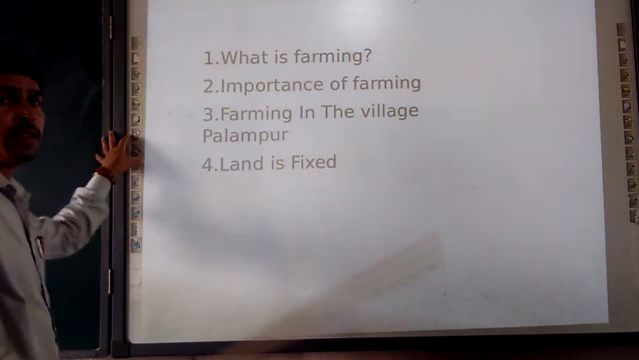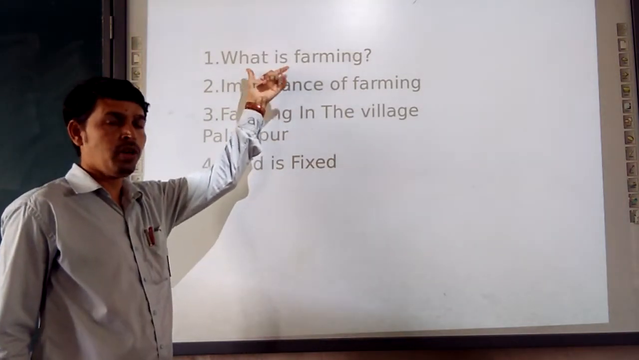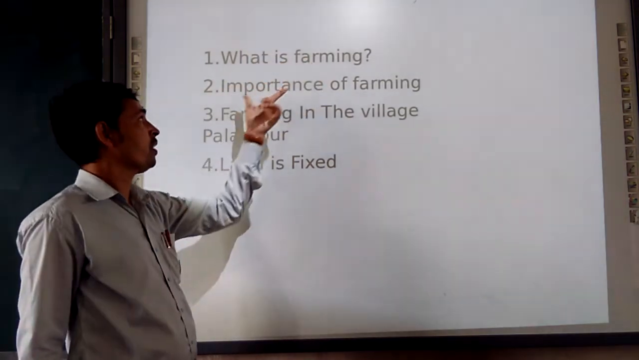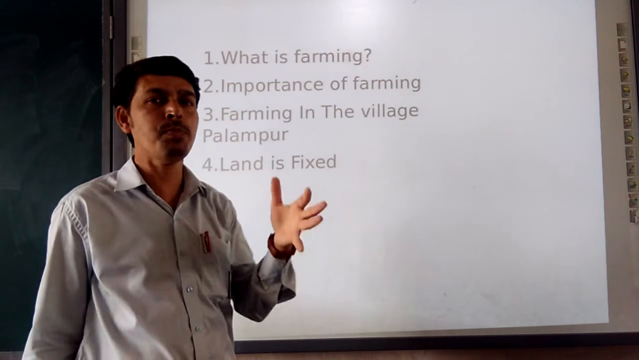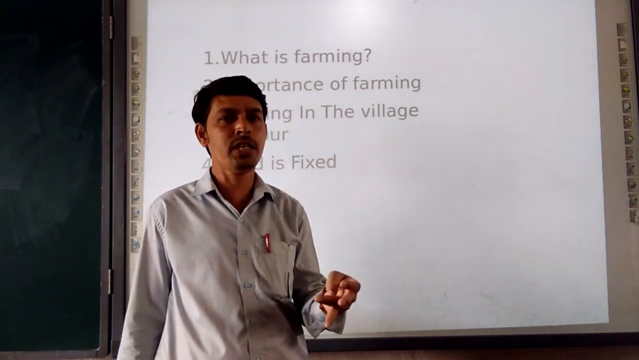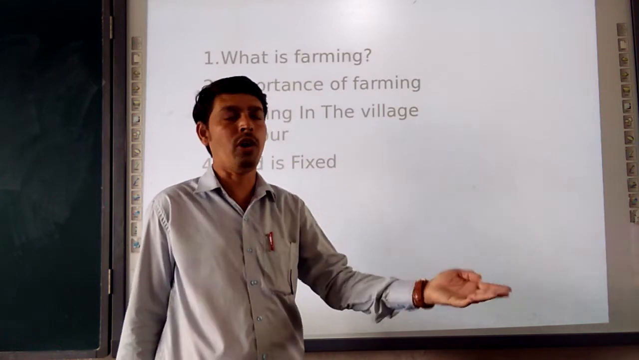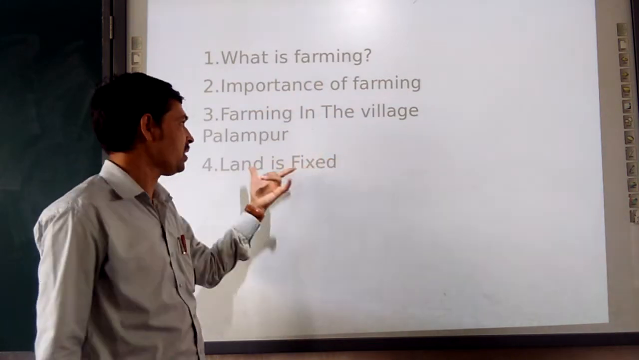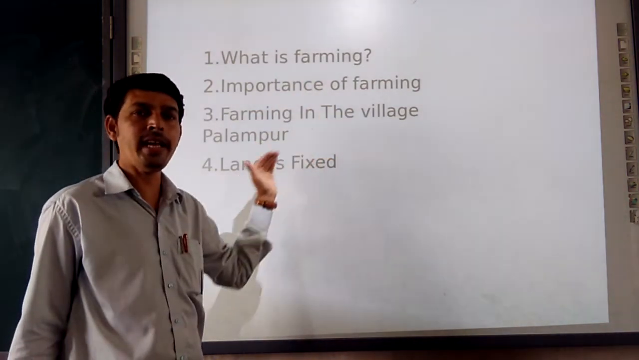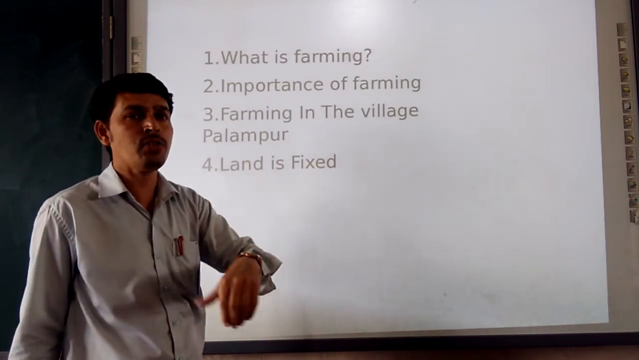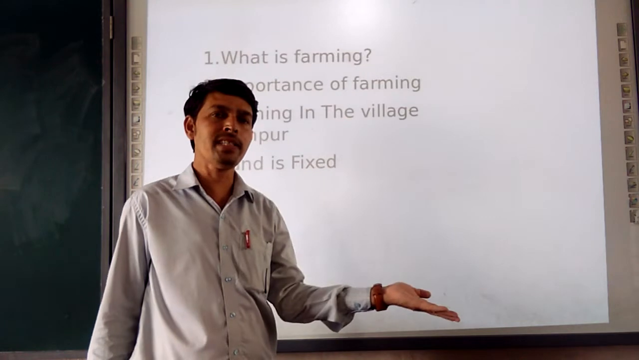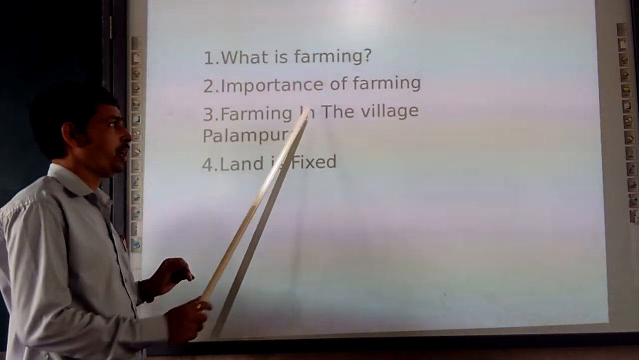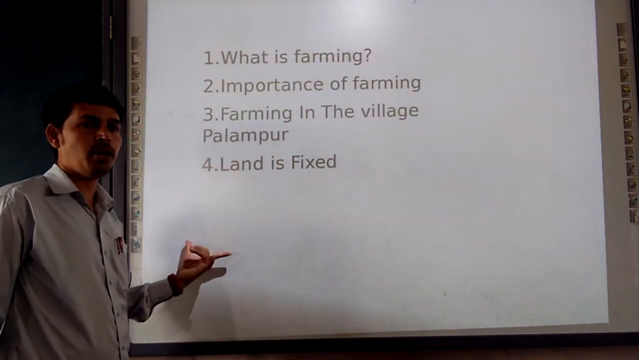First point, what is farming? We already talked about what is farming. On a piece of land, the farmer grows crops. That pattern is called farming. Importance of farming: we have seen how farming gives support to GDP, food security, the livelihood of the people, and so on. So those points we have to write here. Farming in the village Palampur, how it is done on a fixed piece of land, we have to write here. And land is fixed, and how the farmers, since the land is fixed, try to increase production by using wasteland as cultivatable land. So you have to write these 4 points in your notebook.